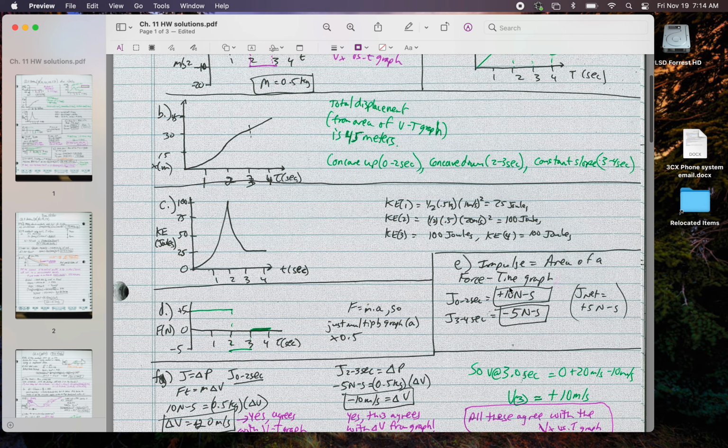E is an impulse. So impulse is the area of the force time graph. So it's asking for it from 0 to 2 seconds, and anything from 2 to 4 seconds. So this says 3 to 4 seconds, so I need to fix that.